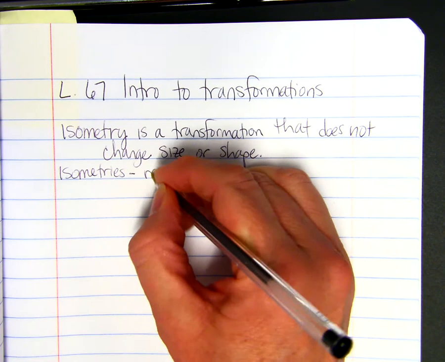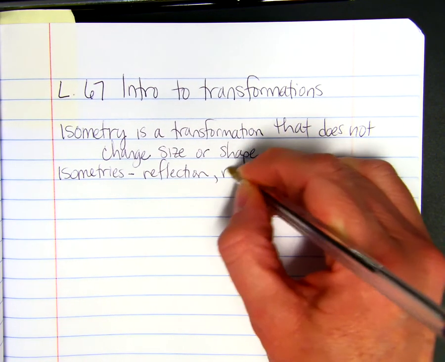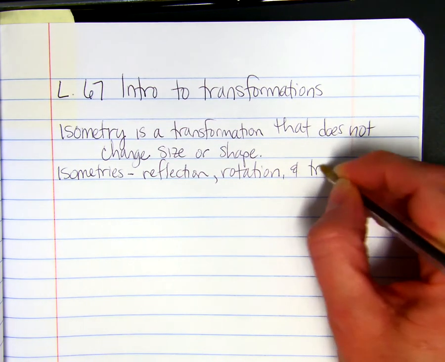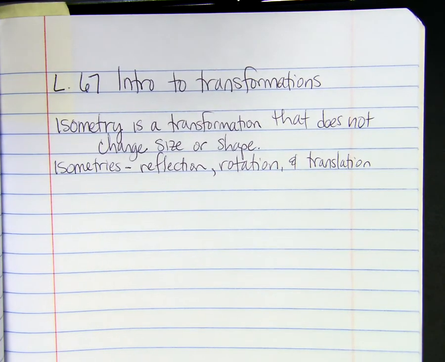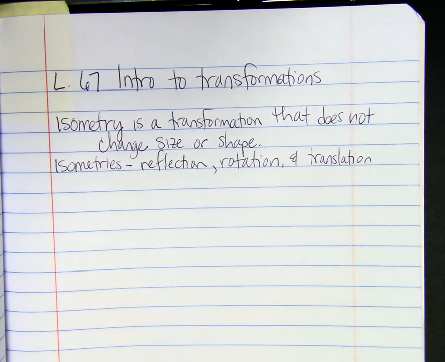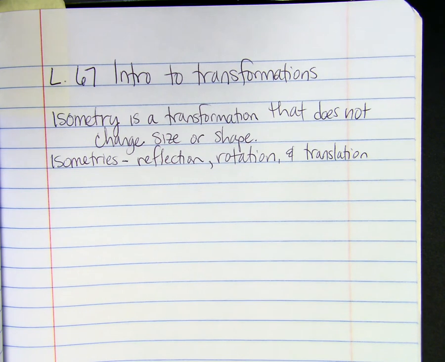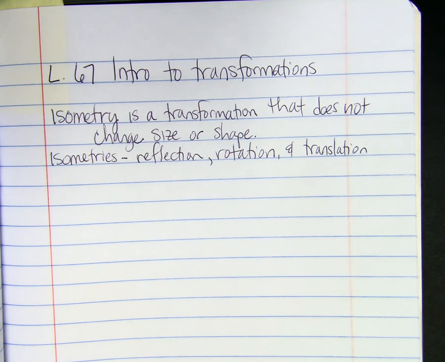And they are reflection, a rotation, and a translation. So the reflection is like a mirror image, and it's going to look the exact same way on either side of the line of symmetry. So it doesn't change size or shape. Rotation is just turning the figure, and a translation is like a slide, where you just kind of slide it over.